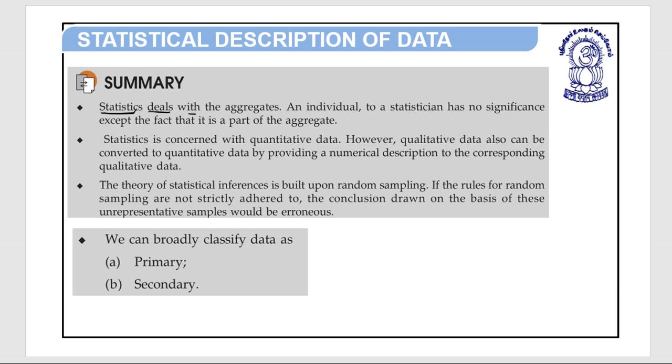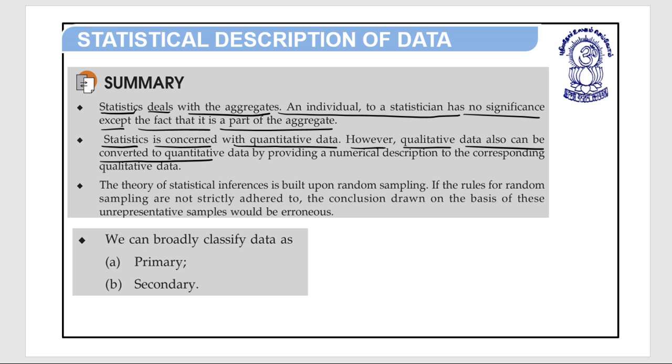Statistics deals with aggregates. An individual to a statistician has no significance except the fact that it is a part of the aggregate. Statistics is concerned with quantitative data. However, qualitative data can also be converted to quantitative data by providing a numerical description to the corresponding qualitative data.